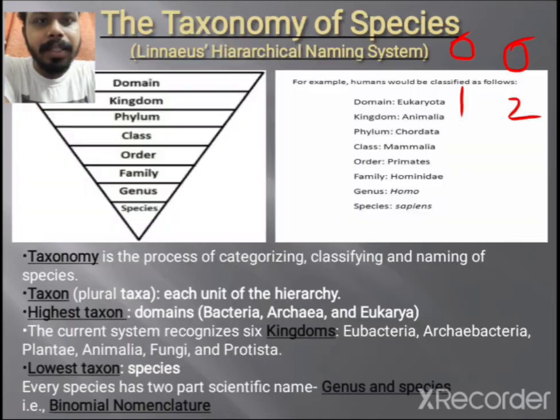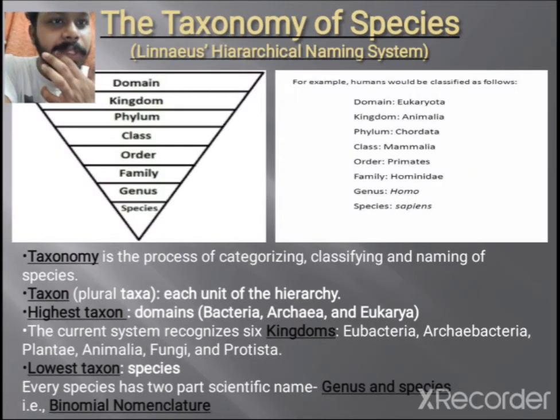Now let's discuss the concept of taxonomy, the taxonomy of species. Okay, so what is taxonomy? Taxonomy is a process of categorizing, classifying and naming species. So to give a name to a species and to classify the species and categorize them into different categories, that process of naming is known as taxonomy. Okay, so here we can see that this is the taxonomic hierarchy. This is the taxonomic hierarchy which was introduced by Carolus Linnaeus, which is known as the hierarchical naming system.